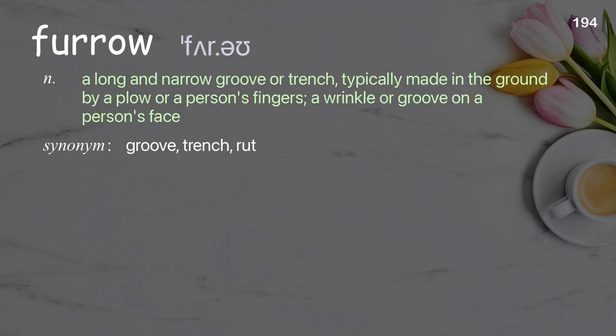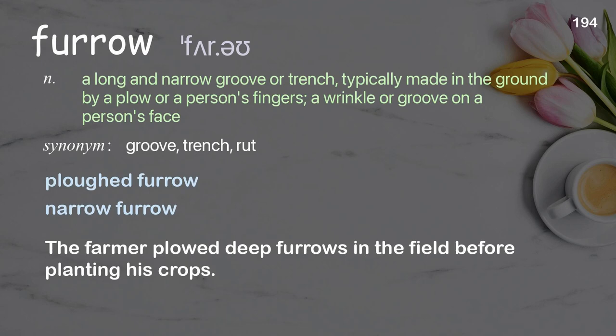Furrow. A long and narrow groove or trench, typically made in the ground by a plow or a person's fingers, a wrinkle or groove on a person's face. Examples: plowed furrow, narrow furrow. The farmer plowed deep furrows in the field before planting his crops.